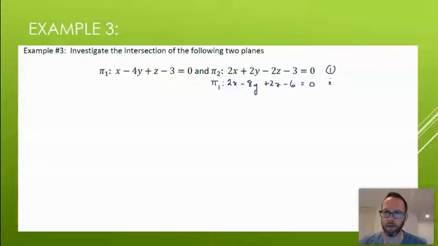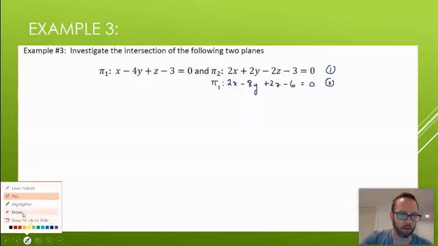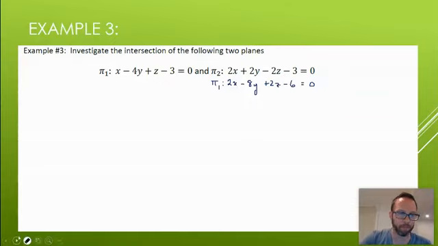I don't even really need to do that, because I had pi 2 and pi 1. That could be confusing actually. So I'll just erase that.